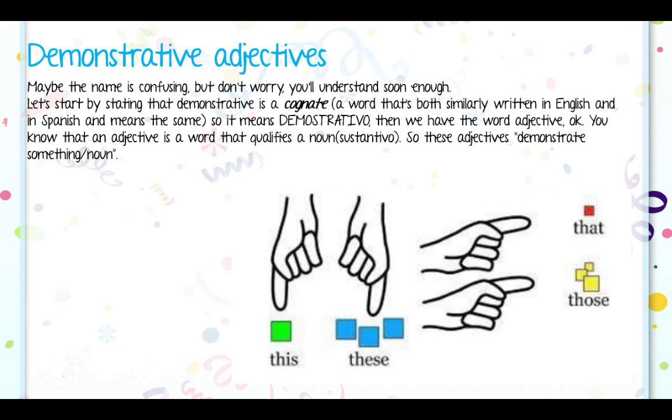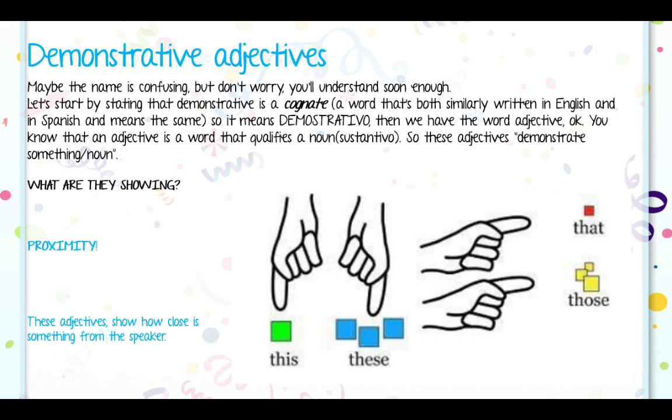Entonces tenemos estos adjetivos demostrativos. Son 4, muy simple. Nos demuestran la cercanía que hay entre algo y nosotros. So, they show us the closeness that there is between us and an object, okay? Proximity, mainly. These adjectives show how close is something from the speaker, okay? For example, now, this computer is close to me, very close to me, okay?